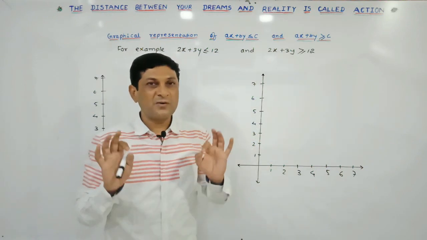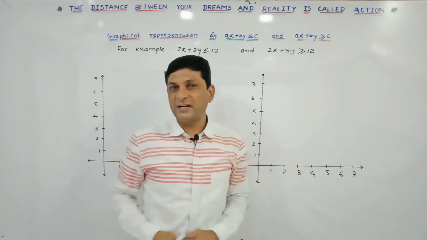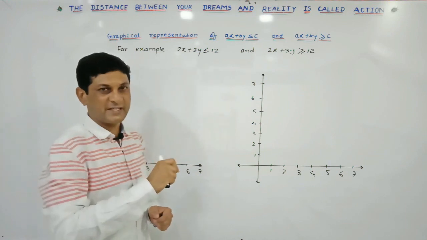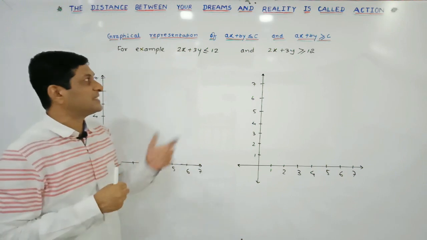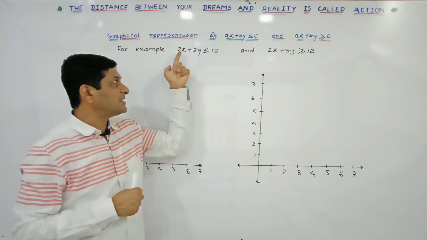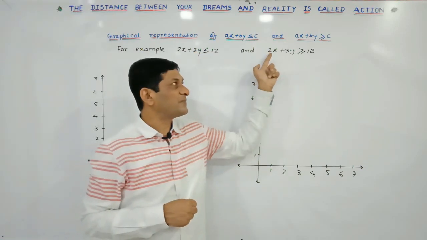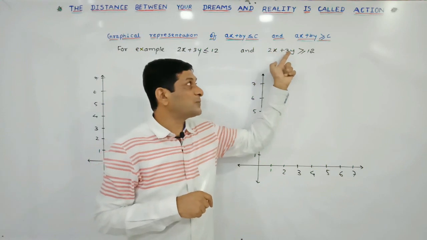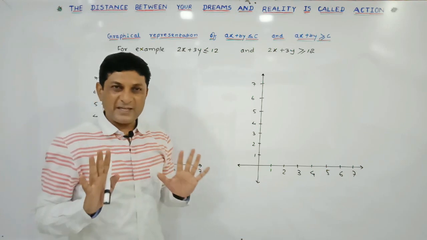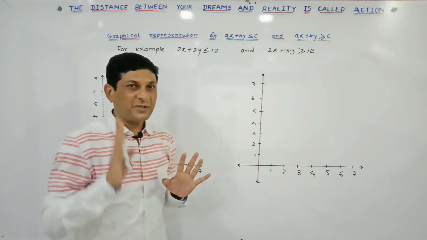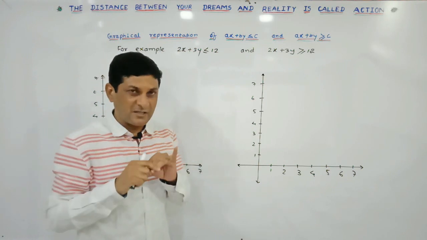In both cases we apply the same method to find its graphical representation. Finding the graphical representation means we have to find the solution set of this expression. To understand, we have considered some simple examples. Let us suppose this expression is 2x plus 3y less than or equal to 12, and in the second case we will find the graphical representation of 2x plus 3y greater than or equal to 12. In both cases, if you observe, all three terms are present.